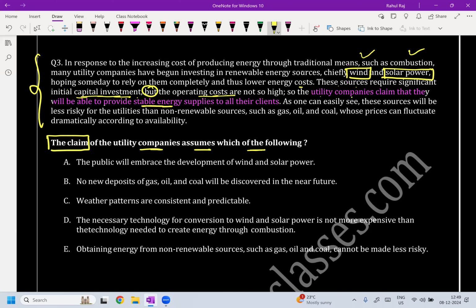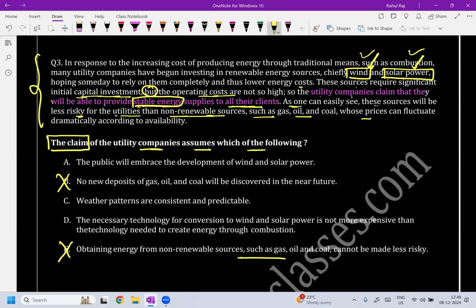So the utility company claims that they'll be able to provide a stable source of energy to all their clients. Stable energy supply, it means very clearly they are talking only about wind and solar power, not about the non-renewable resource. As one can easily see, these sources will be less risky for the utility company than a non-renewable source such as gas, oil, coal. Now imagine if you understand that stable energy means wind and solar power, then the non-renewable option is gone without even reading it, because why should I even think about oil, gas and all non-renewable resources? Because my entire assumption is based on renewable resources, that is wind and solar power.